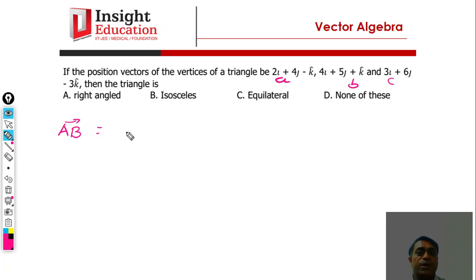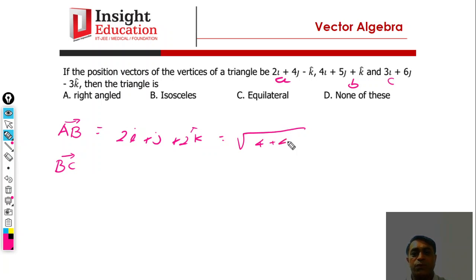AB શું આવશે? B minus A, so 4 minus 2, that is 2i. Second, 5 minus 4, so that is j. And third, k minus minus plus, so that is plus 2k. Similarly, find out BC. If I find the magnitude, under root 4 plus 4 plus 1, that is 3. Now for BC, that is C minus A.